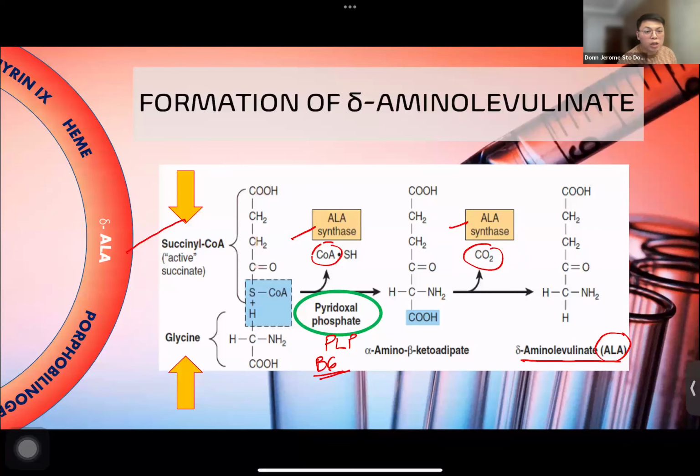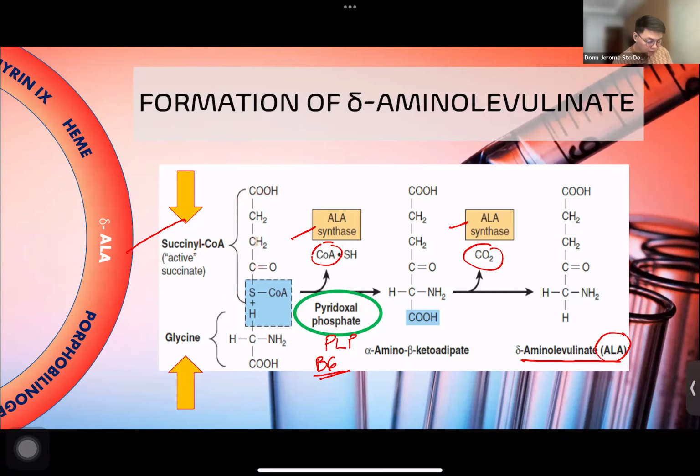Okay? So you'll not be surprised that patients with vitamin B6 deficiency, can they develop anemia? Pwede po, no? Kasi pyridoxal phosphate, which is the coenzyme for ALAS, is needed for you to synthesize heme. And heme is needed for hemoglobin synthesis.